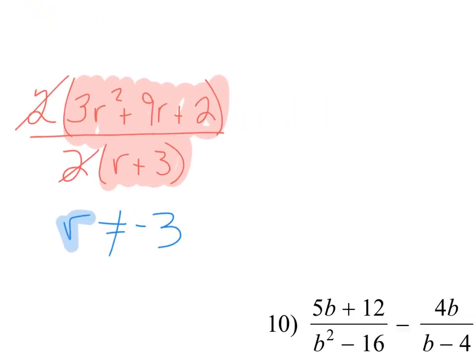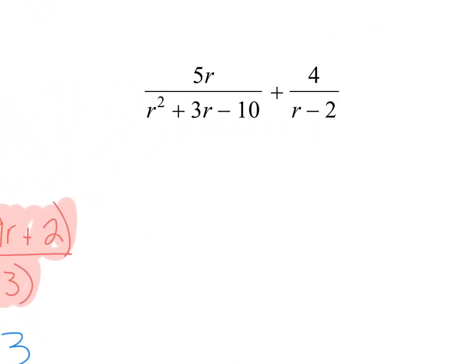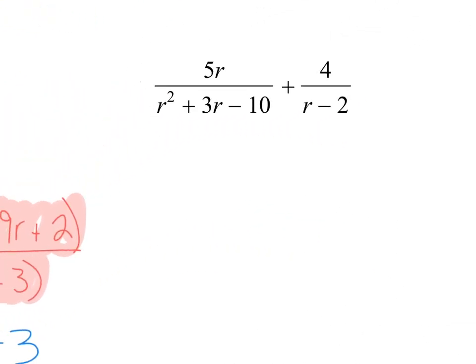Let's look at one more together, just to make sure we're on the same page. So again, where do I start? I see that I'm adding a fraction, so I'm thinking common denominator. Let's factor on the left. I'm looking for two numbers that multiply to -10 and add to +3. That will be r plus 5 times r minus 2.